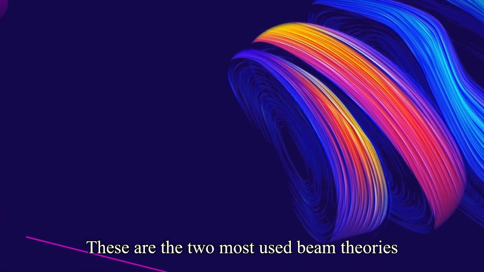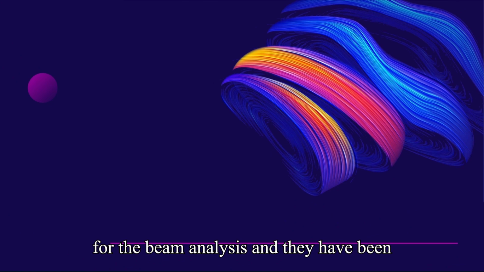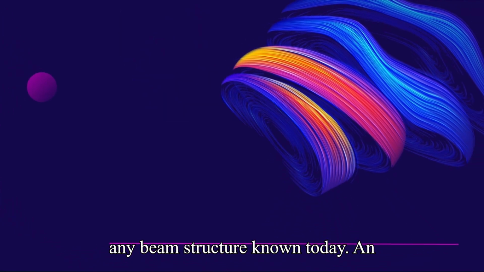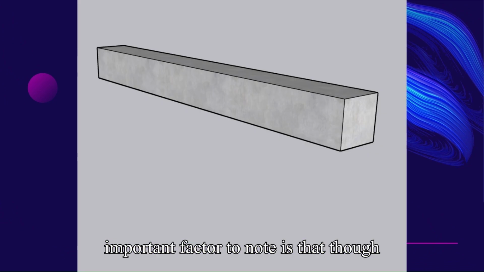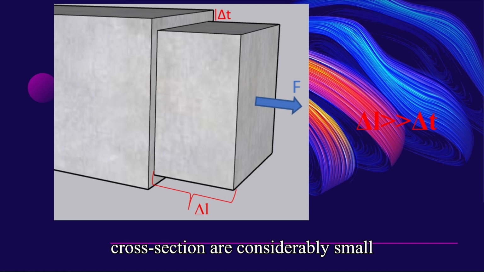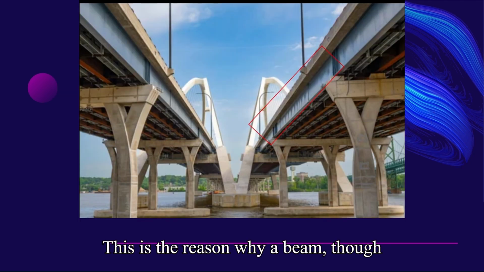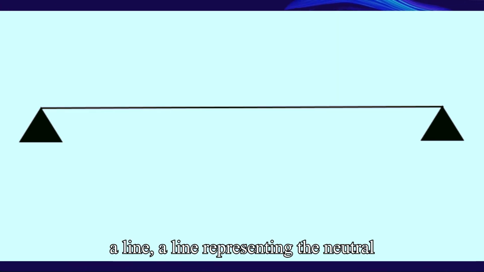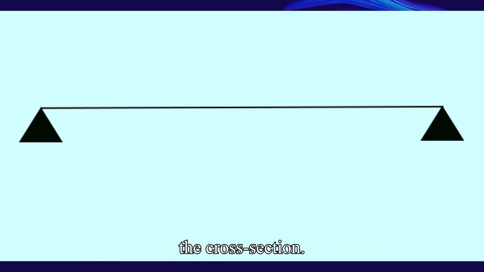These are the two most used beam theories for the beam analysis, and they have been used for centuries to analyze pretty much any beam structure known today. An important factor to note is that though the beam is a three-dimensional object, the deformations that occur on the cross-section are considerably small compared to the deformation along the length, such that they can be neglected. This is the reason why a beam, though three-dimensional, can be modeled just as a line representing the neutral axis that passes about the centroid of the cross-section.